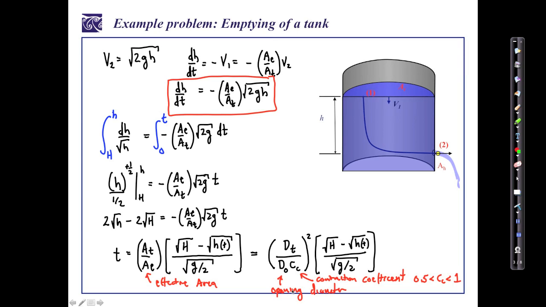Okay, so that is the end of this problem. There's not anything further I can think to add to it right now. I hope you found that helpful.